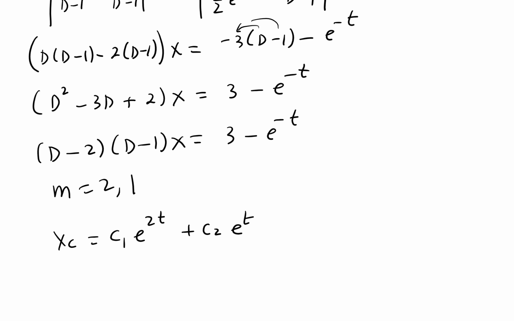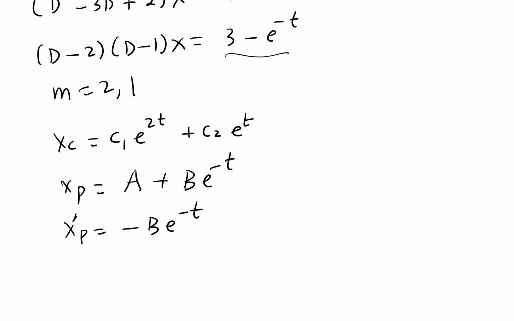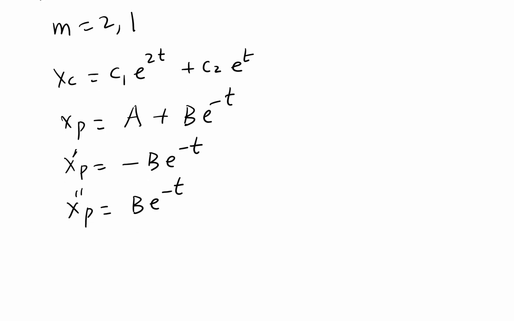Those are the complementary. Now for the particular solution, look on the right hand side. That looks like it's in the form of a plus b e to the negative t. Since the left hand side has a second derivative, we have to find x prime and x double prime. So that's a 0 minus b e to the negative t. Also x double prime, that's b e to the negative t. So now we go back and substitute into this last equation we got.